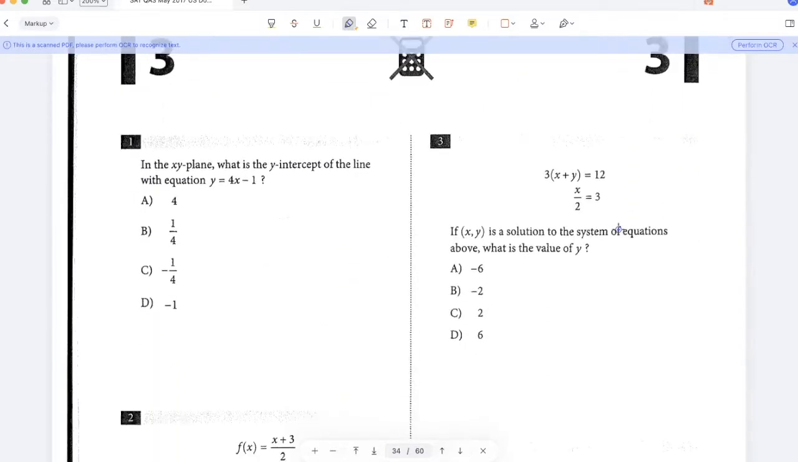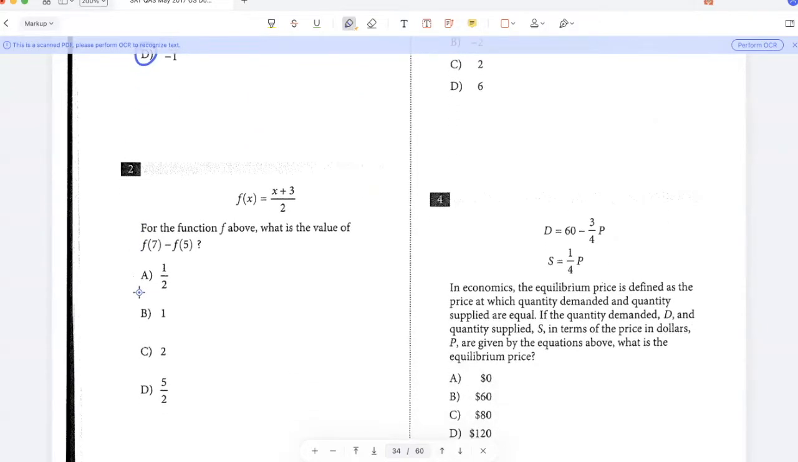Question 1. In the xy plane, what is the y-intercept of the line with the equation y is equal to 4x minus 1? So when the line is written as y is equal to mx plus c, c is the y-intercept, so that is negative 1.